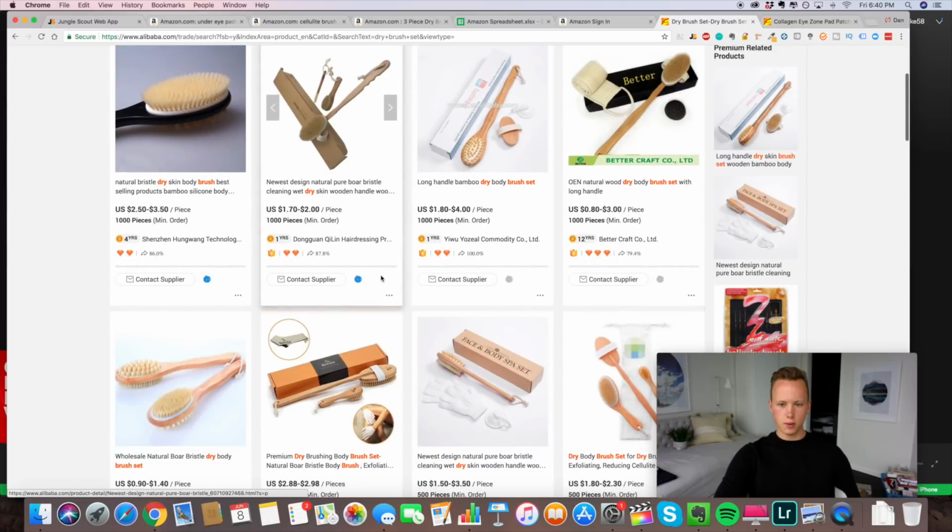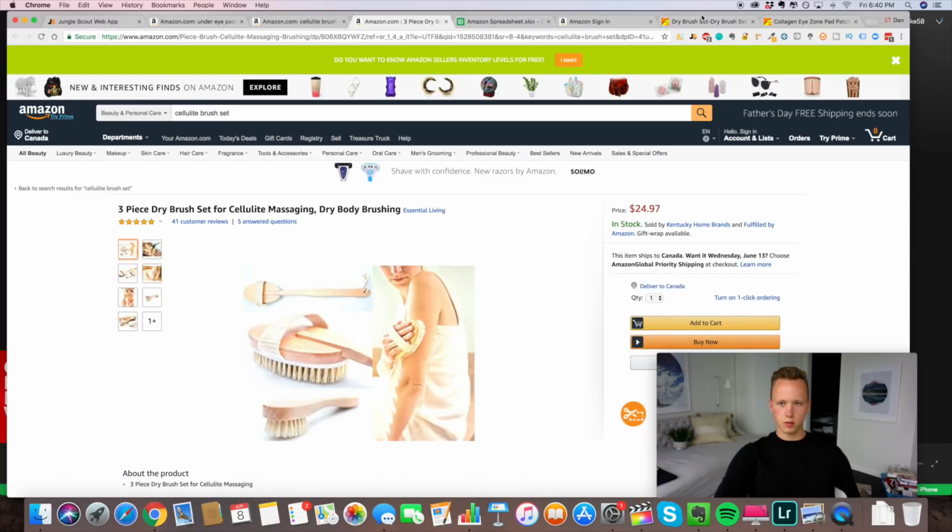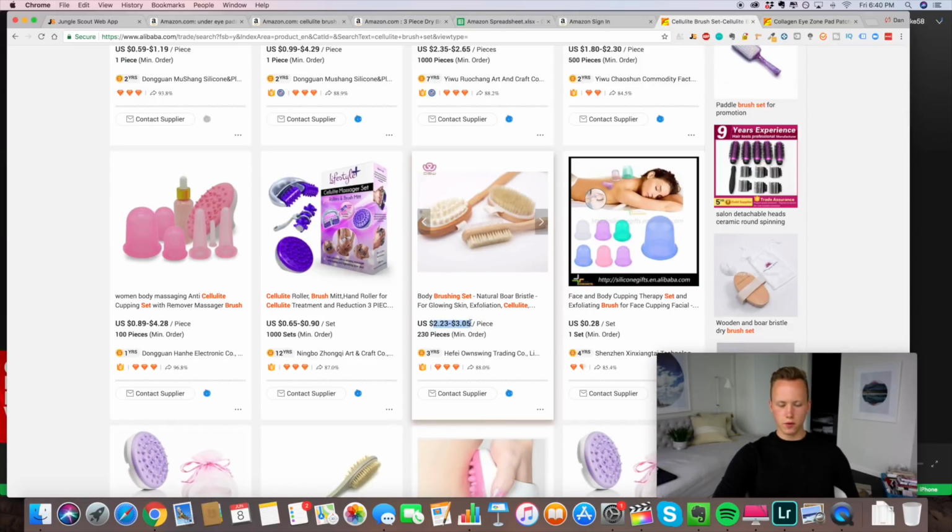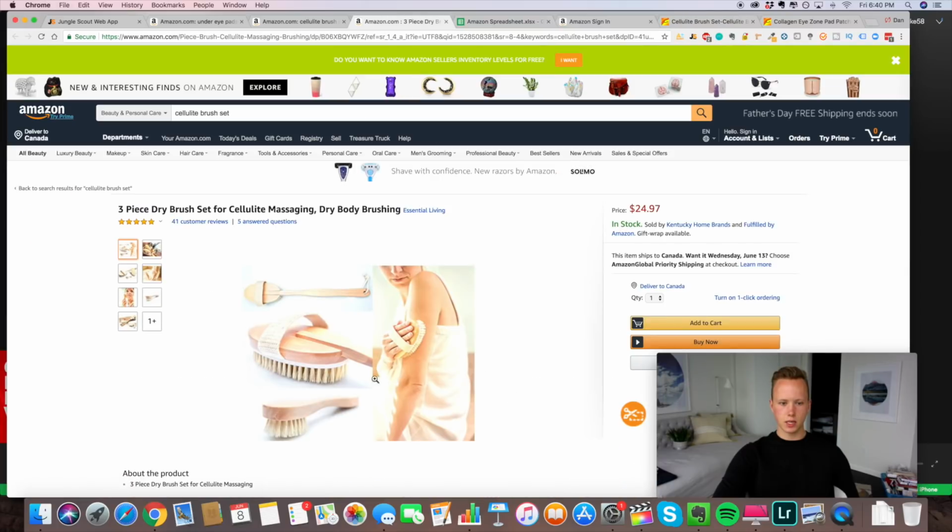And if we go ahead and search it up right here, so I found the exact one right here. Let me just find it. So right here, I found the supplier for the Cellulite Brush Set. It's the exact same thing as this pretty much.